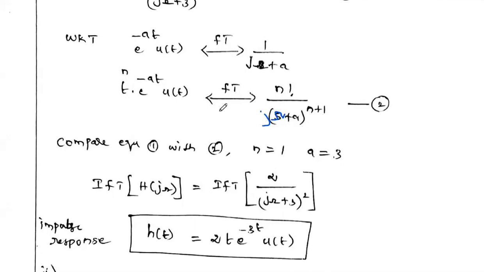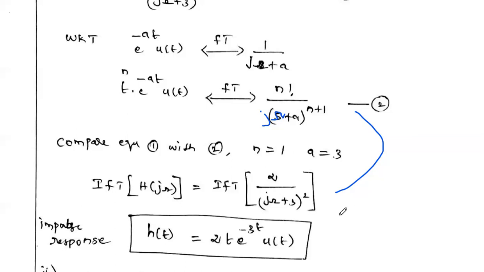Now just see this expression with our H of j omega. What is our H of j omega? H of j omega is 2 divided by j omega plus 3 to the whole square. So compare these two equations. In the place of the constant a, 3 is there. In place of n plus 1, 2 is there. So what is the value of n? n is equal to 1 and a is equal to 3.